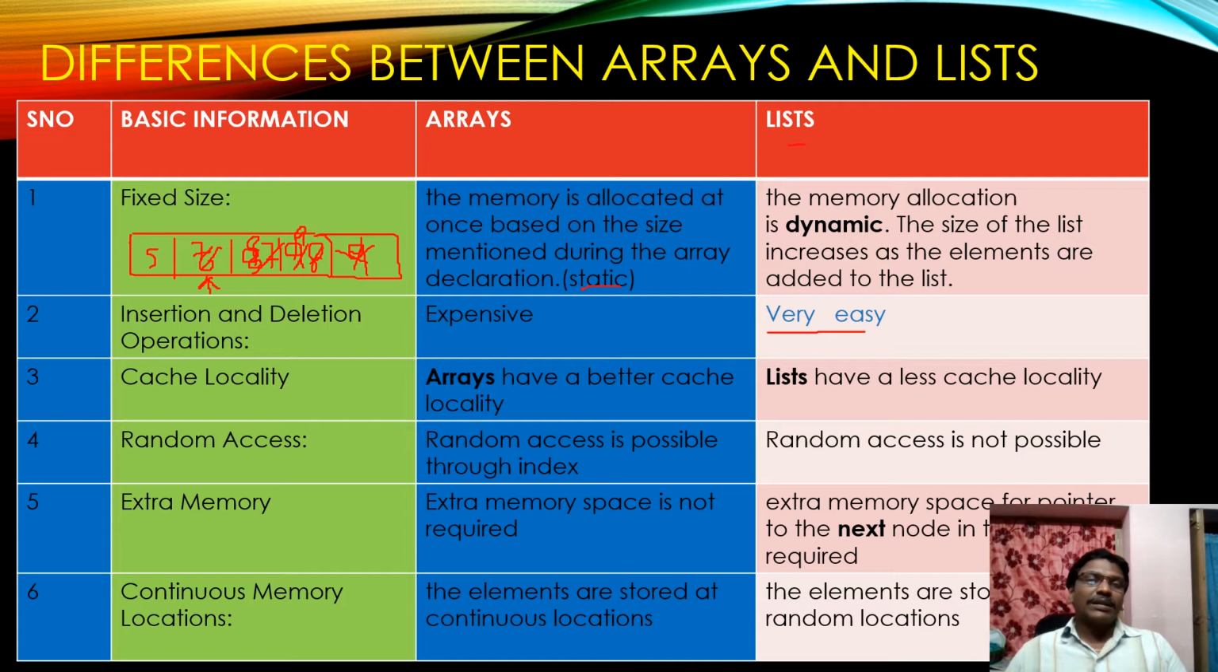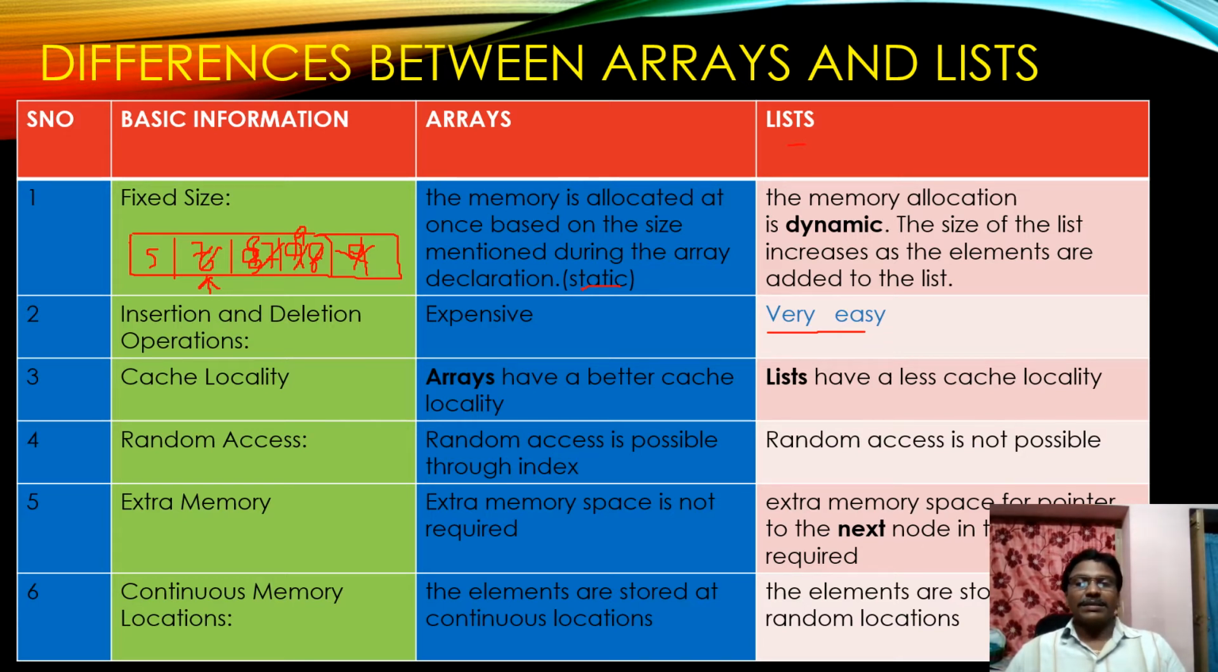Next point, cache. Arrays have a better cache, while linked lists have less cache. The cache means very fast accessing memory. It is a storing area that is very easy to access. Arrays have a better chance, but linked lists have less cache because of their dynamically stored data.